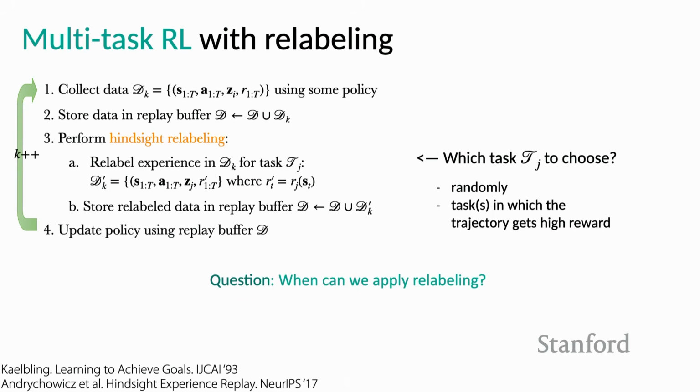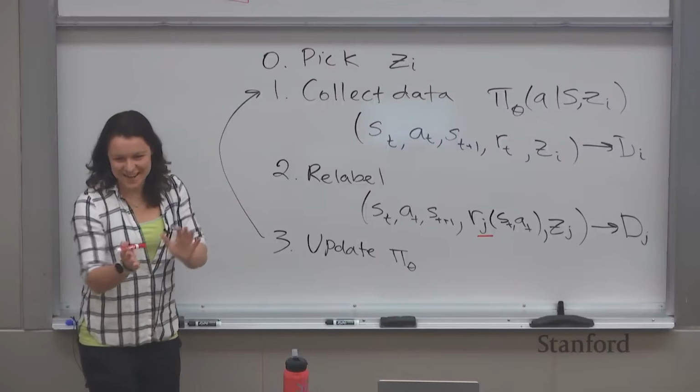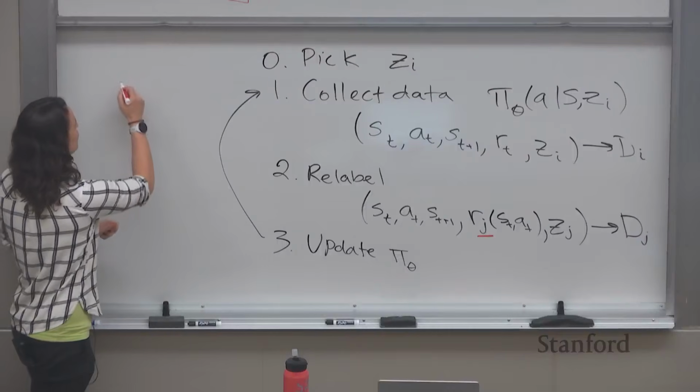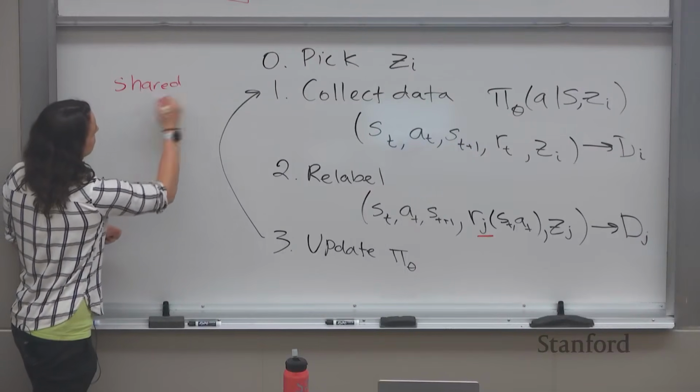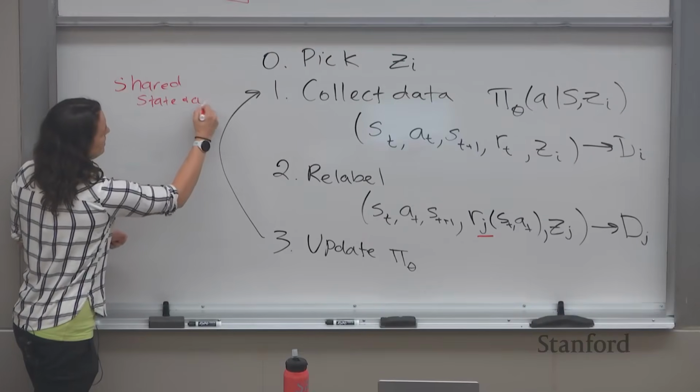Yeah, and then there's a question of when can we apply relabeling. In particular, there are restrictions on both the set of MDPs, or the MDPs of the different tasks, and also on the algorithm that you're using for reinforcement learning. So does anyone have thoughts on what has to be shared or not shared for this algorithm to make sense? Yeah, so shared state action space. So you're going to want a shared state and action space.